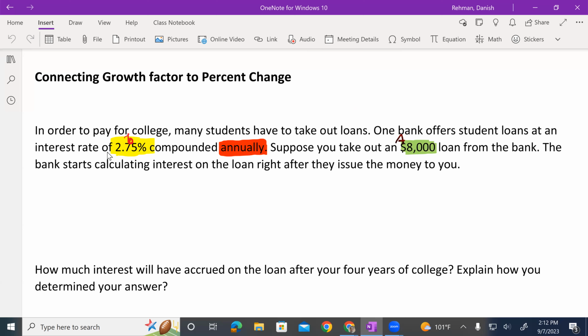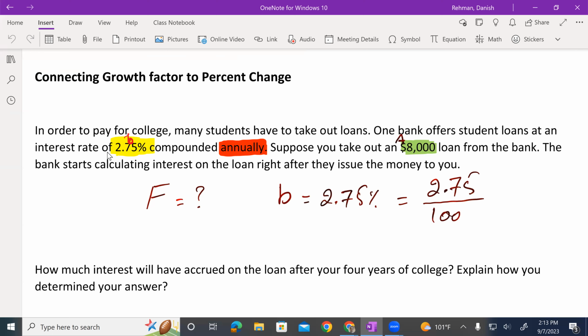Then after that, the bank starts calculating interest on the loan right after they issue the money to you. So when I was reading the statement, I already collected some information. F, do we have it? Future value? We don't have it. We will look for that. Do we have the B? How much is that? 2.75%. And I would suggest you to keep it in mind that whenever you have something in percentage, that means it's divided by 100. If you want to convert that percentage to decimals, it's divided by 100.